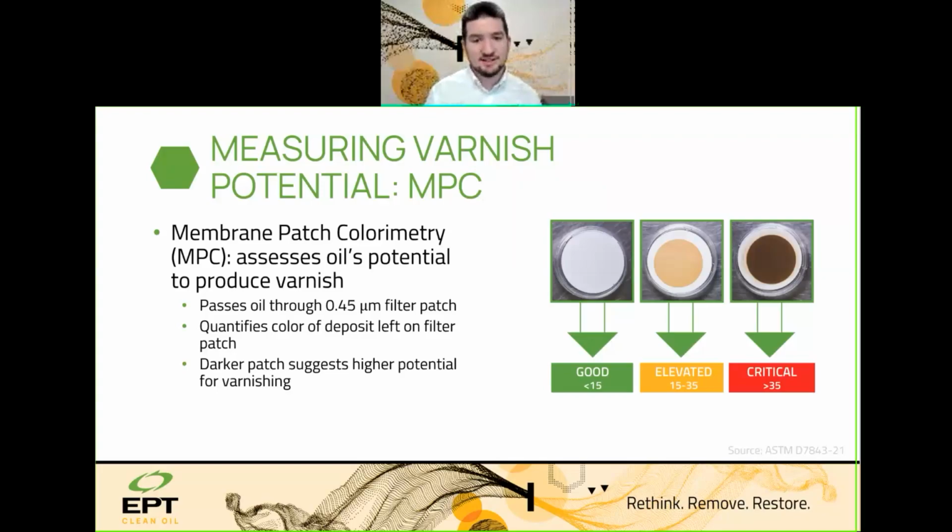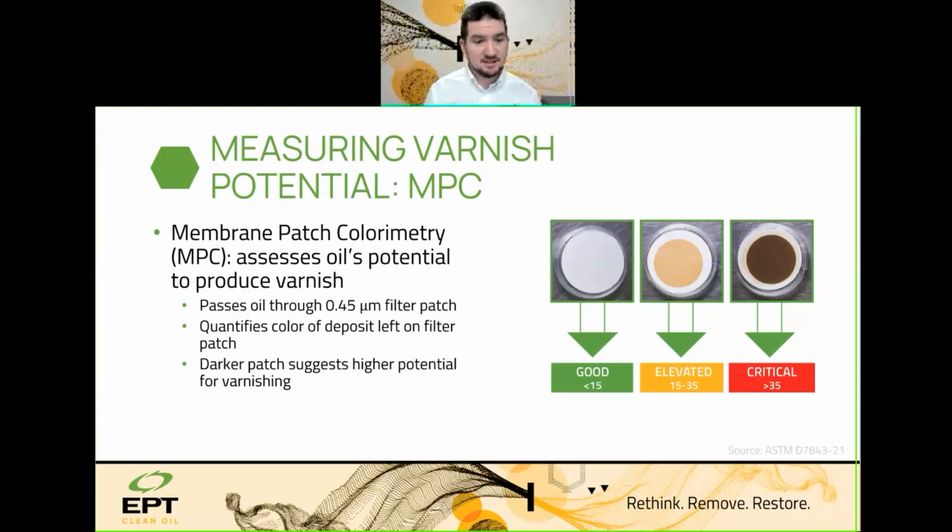So how do we understand how big an issue this is in our specific application if we are operating a turbine, for instance? Well, fortunately, tribologists have methods to look at a lubricant's potential for forming harmful varnish deposits. And we're of course talking about membrane patch colorimetry, and this is a test method that, despite its somewhat complicated name, is actually a really simple test.